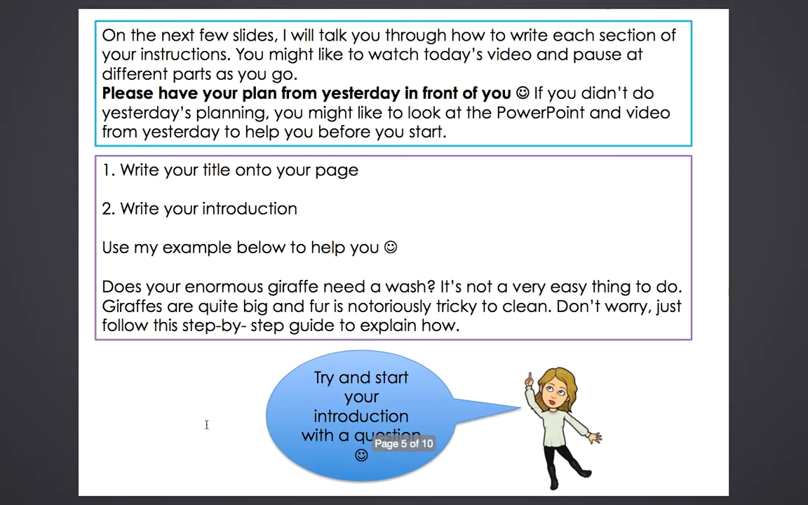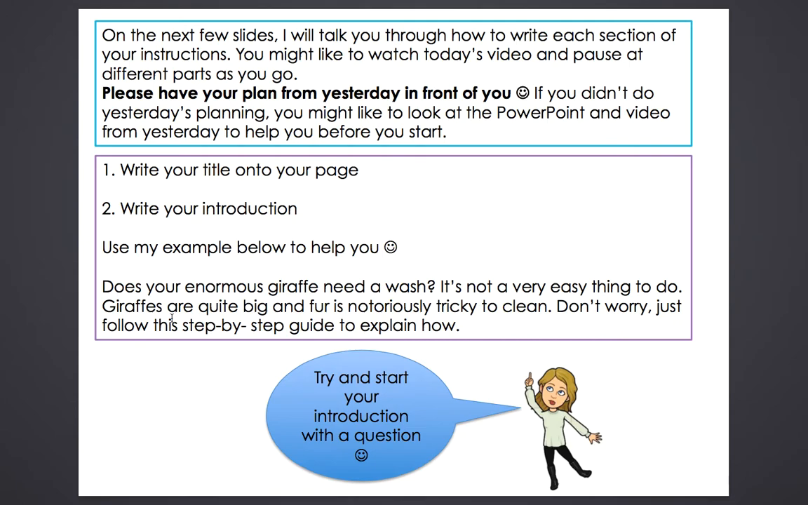Okay, now I would have in front of you your plan that you did yesterday, so that you can look at it and then use it to help you write your instructions. Okay, so you can listen along to me and pause as the video goes on at different parts to help you. Okay, so first of all, you're going to write the title on your page because remember that goes at the top of your instructions.